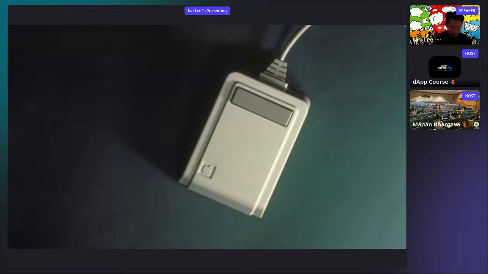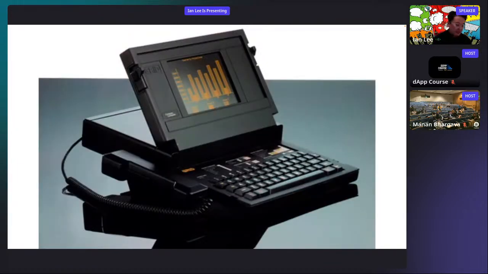And this is what IDEO was also famous for in 1981, was inventing the first laptop. And it's kind of ridiculous looking at it now with this phone attached to it. But the point is that the same methodology that can be used for creating breakthrough products can also be used for creating breakthrough businesses, both in Web 2, Web 3, or otherwise.